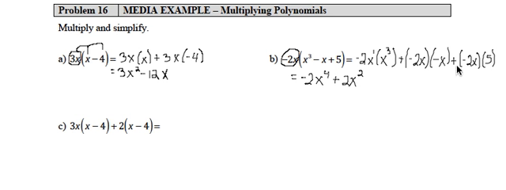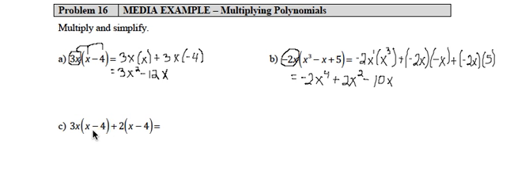The last set of multiplications, I'm going to have negative 2 times 5, which gives me negative 10. And then all I have is x. And I see my final result, negative 2x to the fourth plus 2x squared minus 10x.